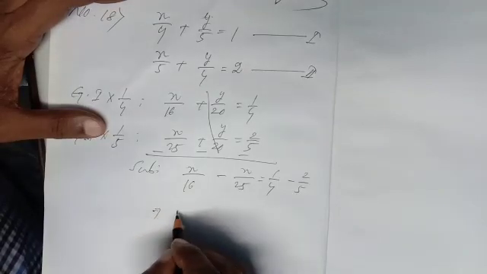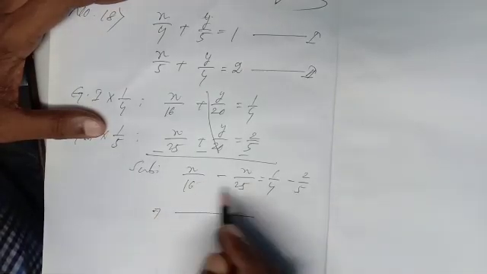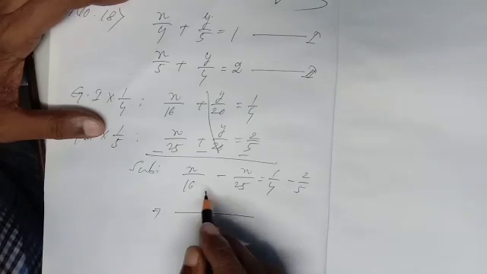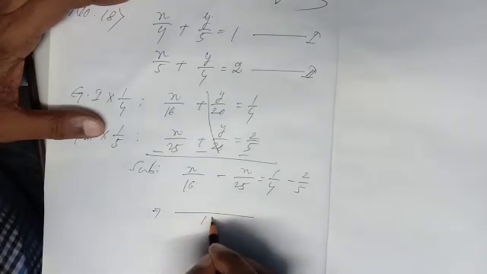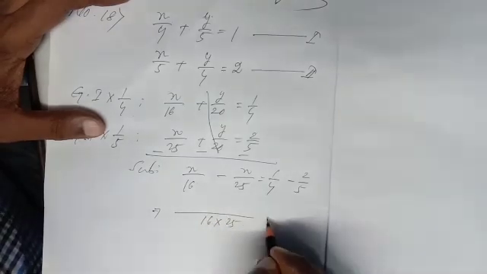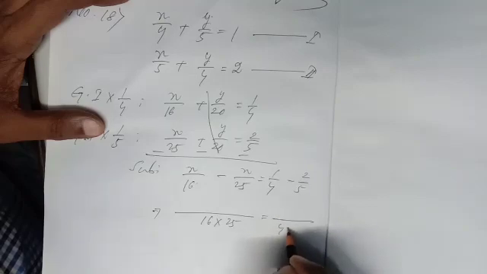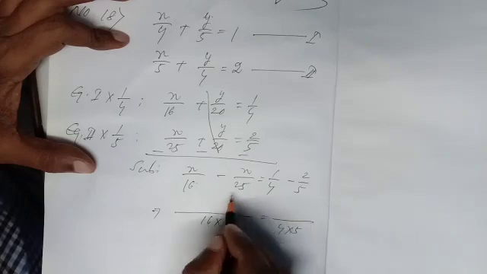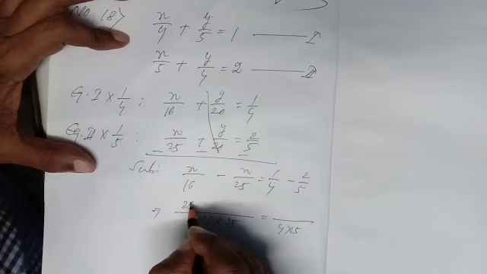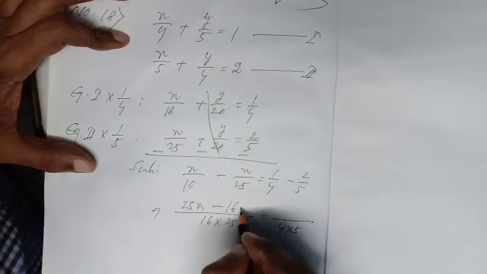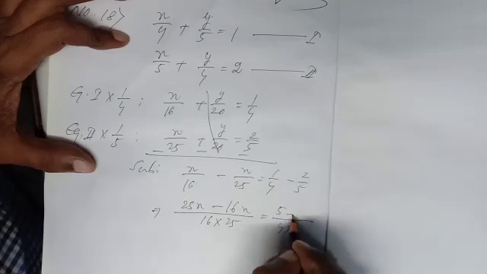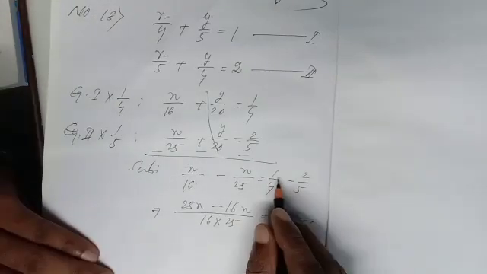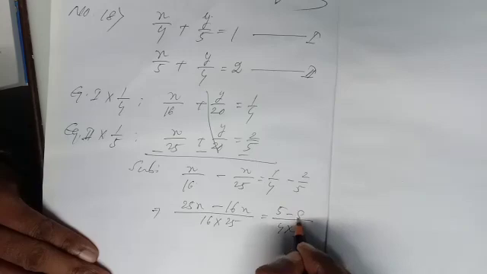Now tell me, what is the LCM of 16 and 25? LCM will be 16 into 25. Take the LCM of 16 and 25, and on this side it will be 4 into 5. Just multiply. I'm keeping it rough, so this will be 25x minus 16x, and this will be 5 minus 8.